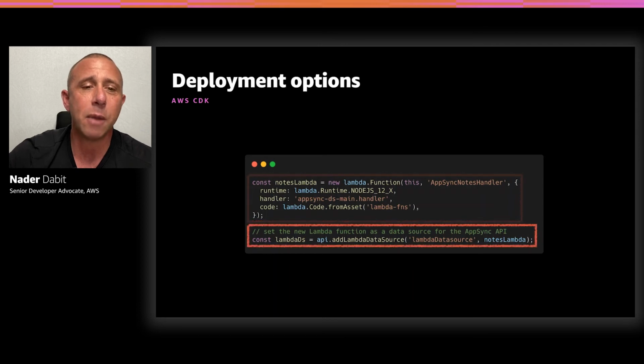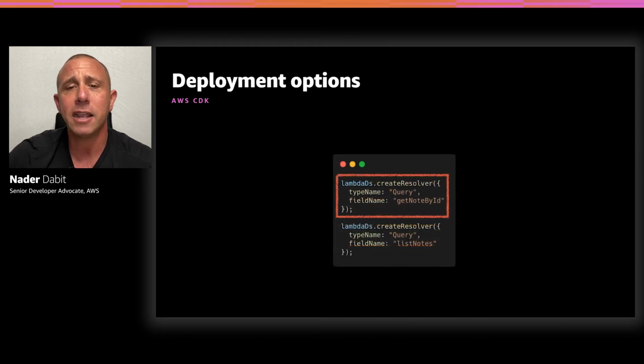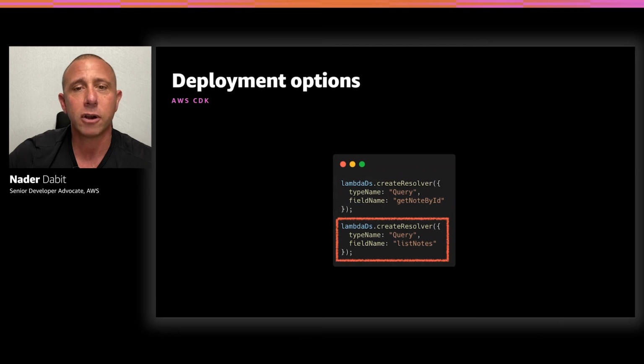To do that, we just call api.addLambdaDataSource, pass in an ID as the first argument, and the Lambda function as the second argument. And then from here, we can just start mapping our GraphQL operations directly into our Lambda function. So we can say we want to create a resolver for getNoteById. We want to create a resolver for listNotes. We might want to create a resolver for createNote.